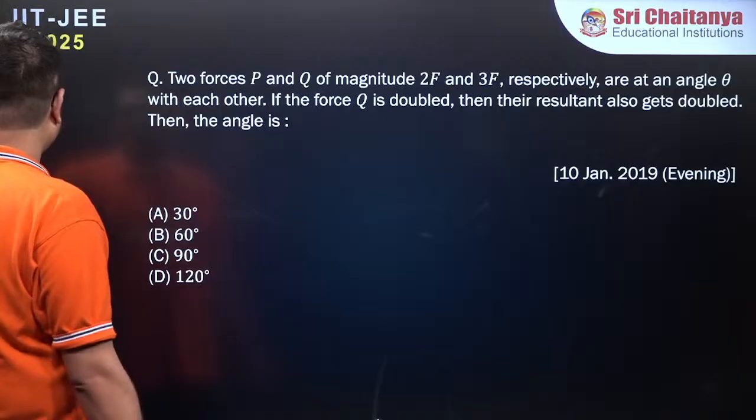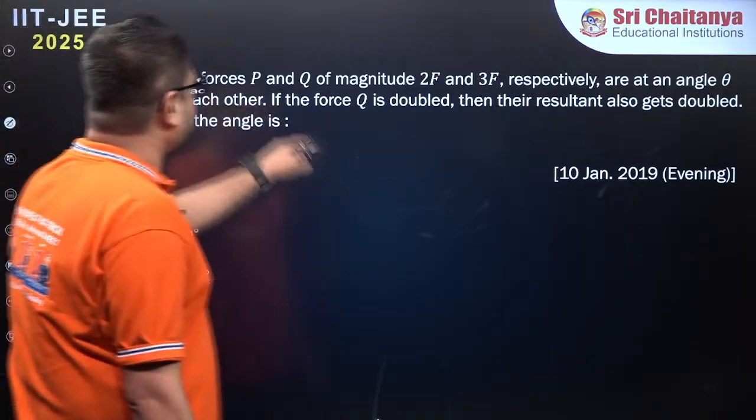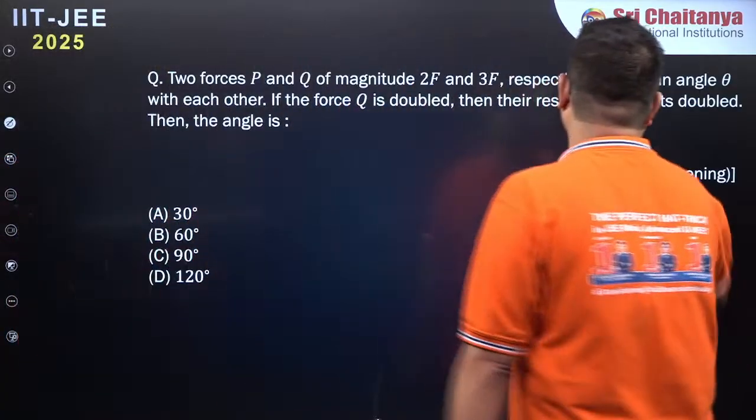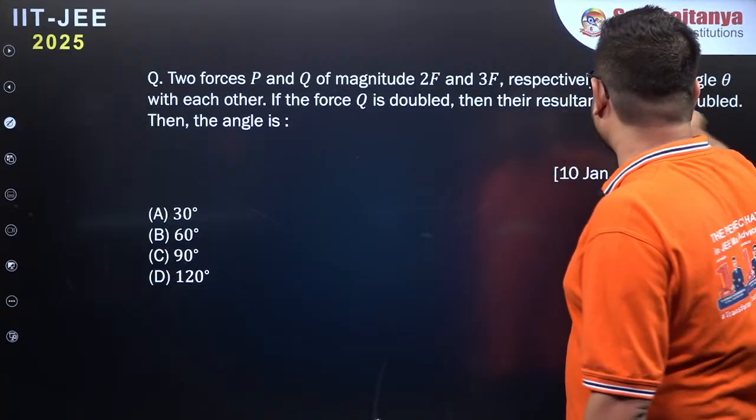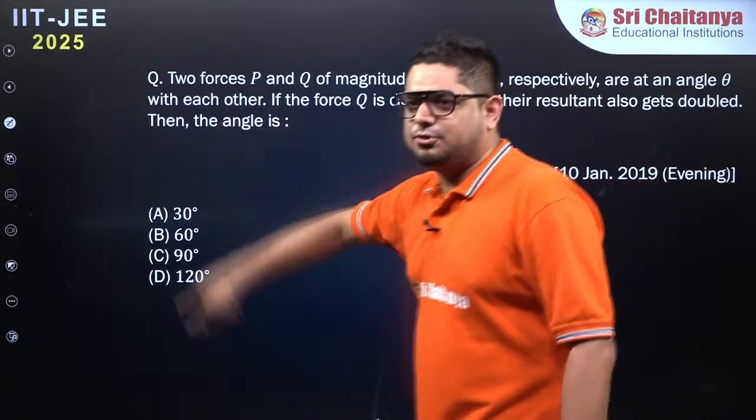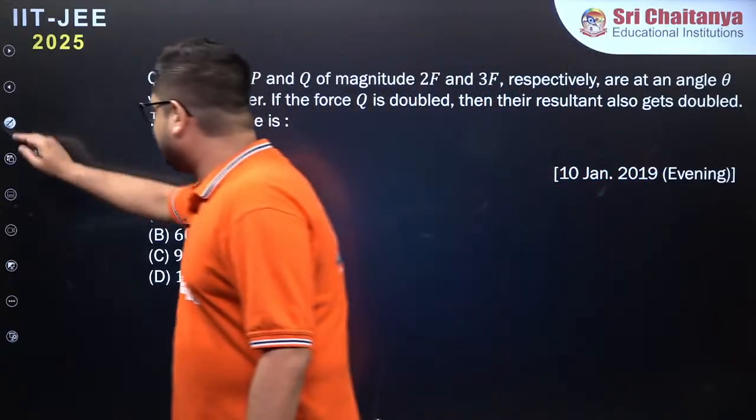This is the next question. You can see it's being given that two forces P and Q, of magnitude 2F and 3F respectively, are at an angle theta with each other. If the force Q is doubled, then the resultant also gets doubled. What is the angle? What do you think is the answer? You can write it down over there in the chat box.